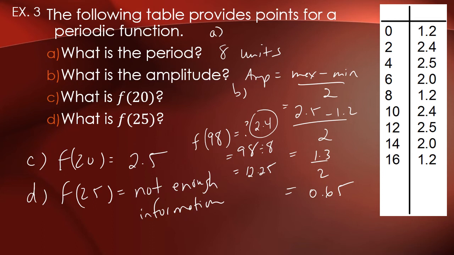We could have done the same thing for f of 20. So we could have done 20 divided by 8 gives you 2.5, meaning it'll have completed 2 complete cycles and then half of another one. Our period is 8. What's half of 8? 4. Look at your table of values. At x is 4, my y is 2.5, and that's what we got, 2.5. That skill alone will help you solve a lot of problems that you encounter throughout the rest of this unit.